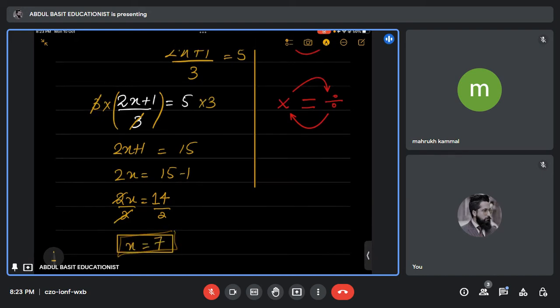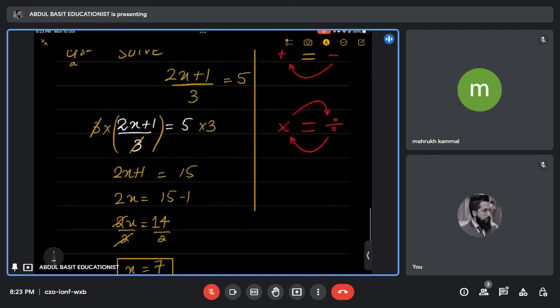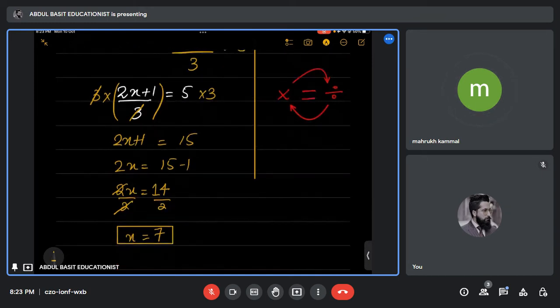We got one answer for the linear equation because it has power 1, so the answer for x also comes out as one. Okay, only one answer comes because the power is 1. Okay, is it clear? Yes sir. Any question? Nope. Okay, that's very good.